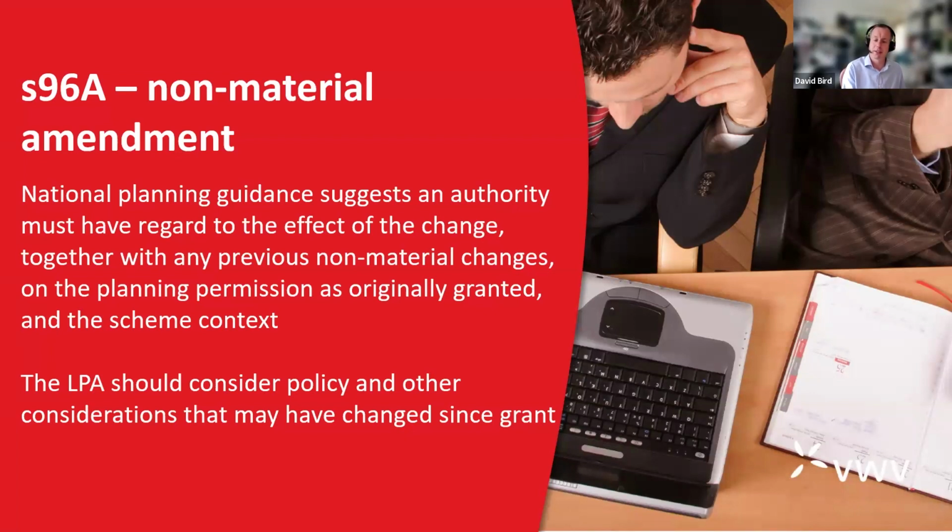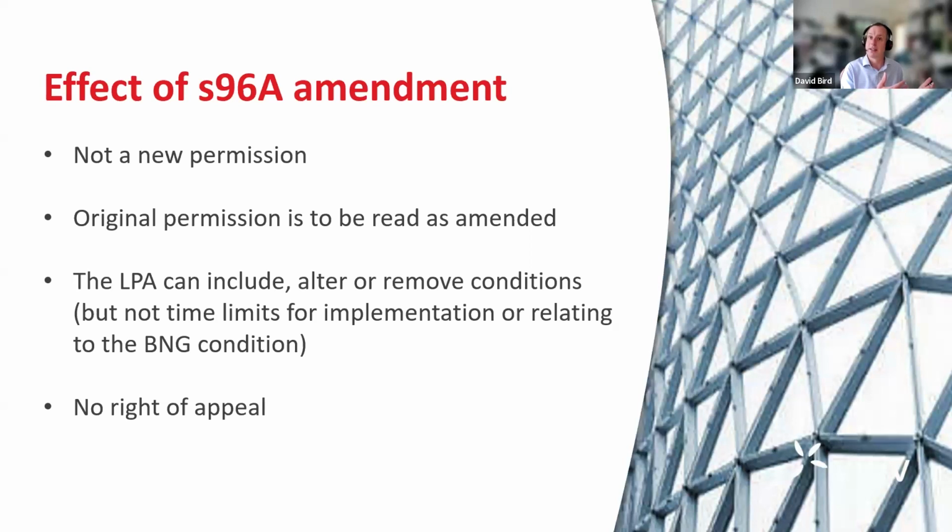Under Section 73, because it's an application for a new planning permission, it's the normal statutory time limits of 8 weeks, 13 weeks, etc. Next slide, please. The effect of a 96A amendment is not like Section 73. It's not a new permission. It sits alongside the old permission. It's actually just a piece of paper. It's usually issued by way of a letter to the applicant. So unlike under Section 73, you don't have a choice. Once the 96A amendment has been granted, the old permission should be read as it has been varied.